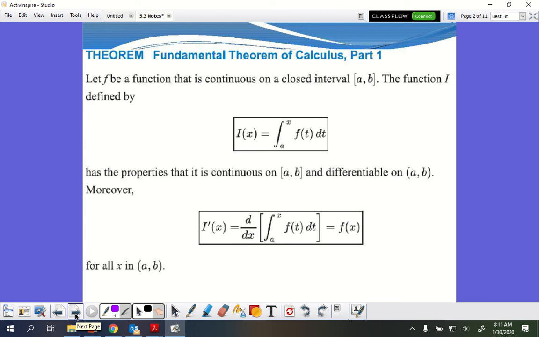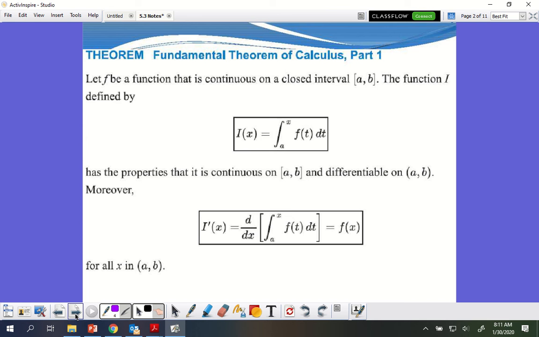The function I defined by this from a to x, which is some value, is going to be the integral of f of t dt. That means that I am taking the integration or antiderivative in what terms? Watch here. What terms am I taking the antiderivative of? Yes, t. In terms of t. Okay, thank you. It has the properties: continuous from a to b, and differentiable on a to b.